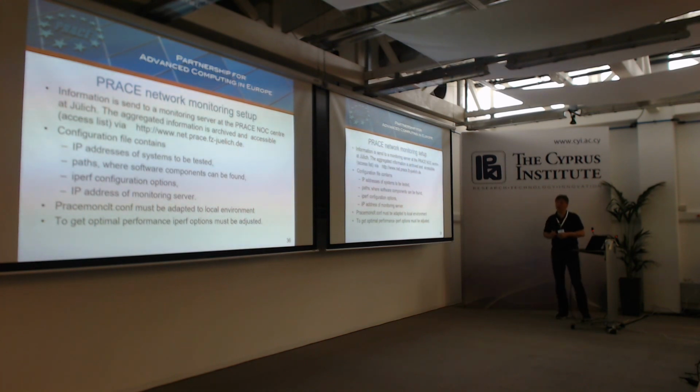The configuration file contains the IP addresses of systems to be tested, and the paths where software components can be found. Of course, you need to know in different kinds of systems where the ping is located, so that has to be configured. The other configuration options, you can say I need different options for different systems. I told you that depending on the system, you have to change parameters to get optimized values. You have to play a little bit with these options to get the best output. And the IP address of the monitoring server, of course, because it has to send the information to it.